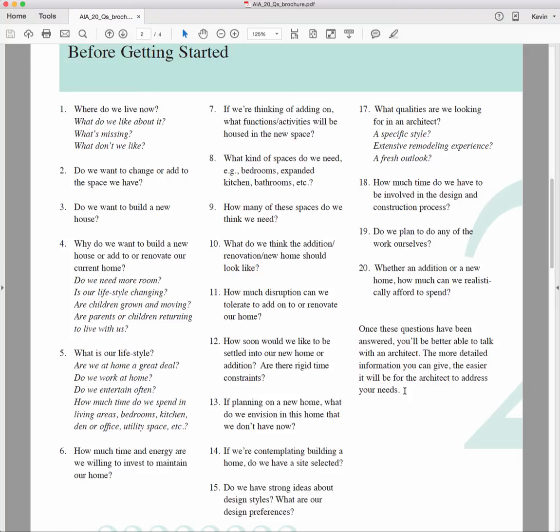So if they come back and say, well, we've got very little time to work with you, perhaps you've got to say, well, then what we ought to do is make sure that we contain how much we try to address so that we don't overburden your time. Maybe we do less. We reduce the scope of the project so that you have enough time to support our design effort. Do we plan to do any of the work ourselves?